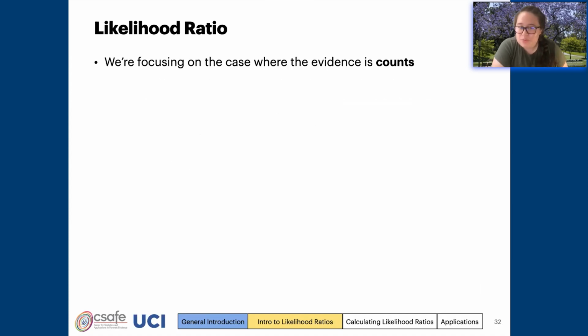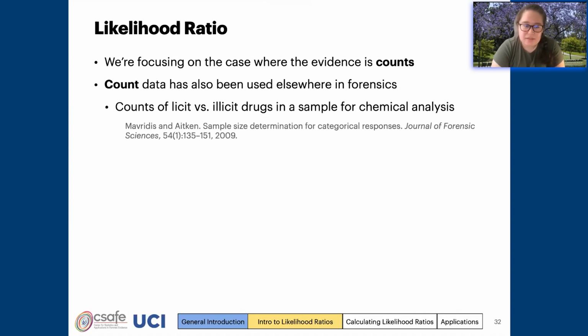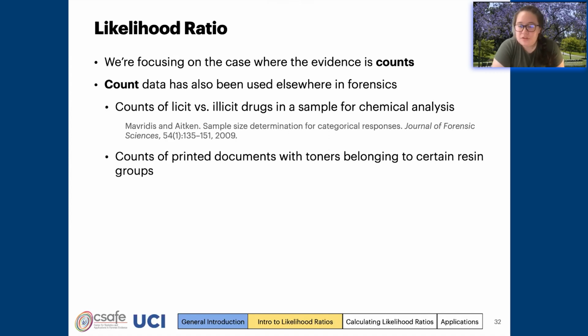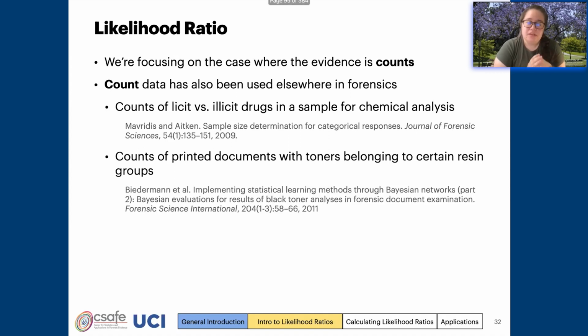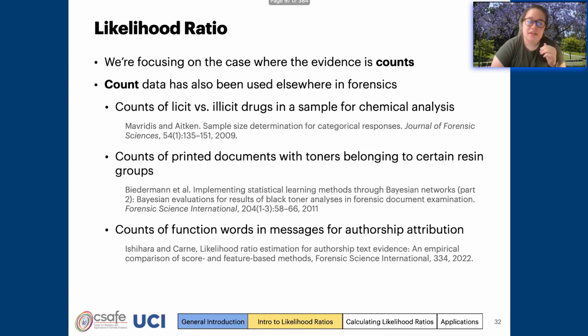So in this toy example so far, we've been focusing on the case where the evidence is in the form of these counts from coin flips. And this doesn't come from nowhere. Count data has been used elsewhere in forensics. So here are a few examples. Counts of illicit versus licit drugs in samples for chemical analysis. This was studied in this 2009 paper. There's also counts of questioned documents coming from particular printers. And this was studied in this 2011 paper. And also for the purposes of author attribution, we could count function words in suspected criminal messages. And this has been very recently studied in this paper from earlier this year.